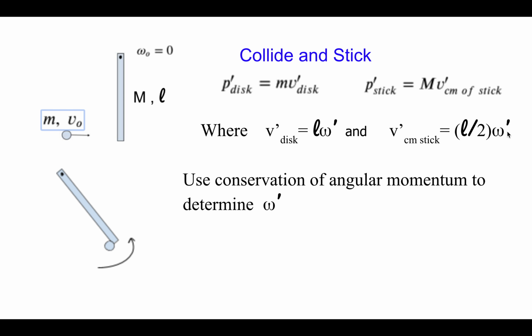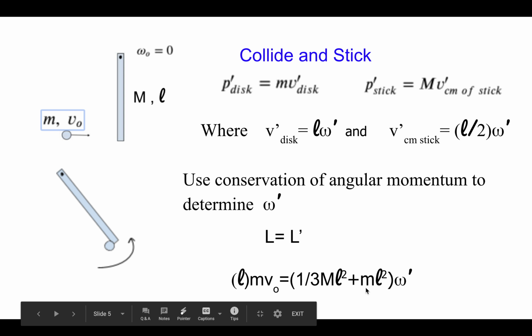So all we need to solve for here is the final angular velocity of the stick-ball combination. And again, recognize the stick is at the end, so that distance to the pivot point is L, and the distance to the center of mass is going to be L over 2. And we will use conservation of angular momentum to determine the final velocity.